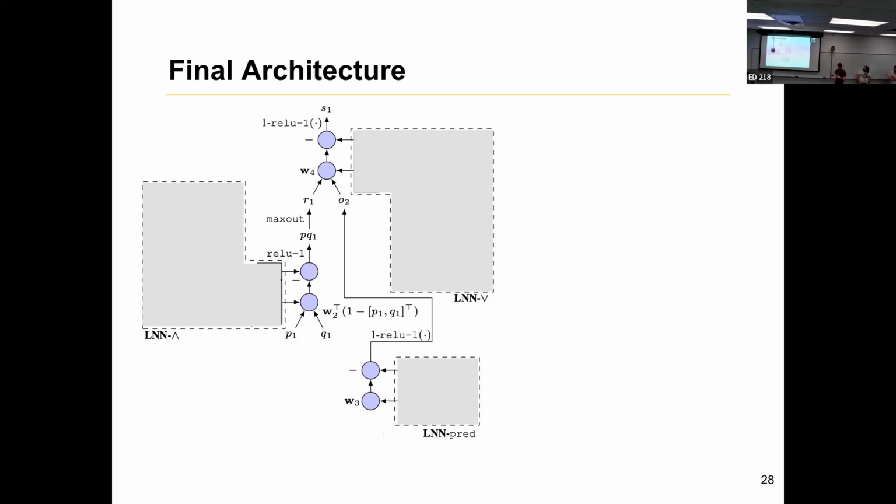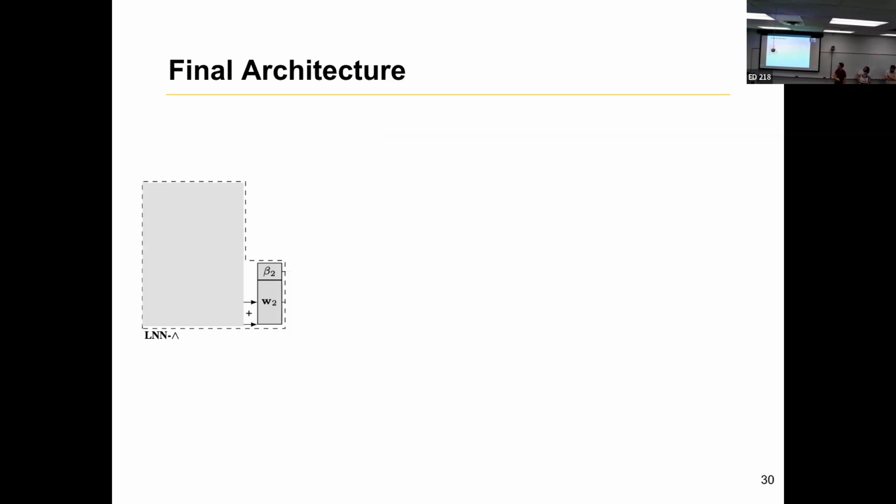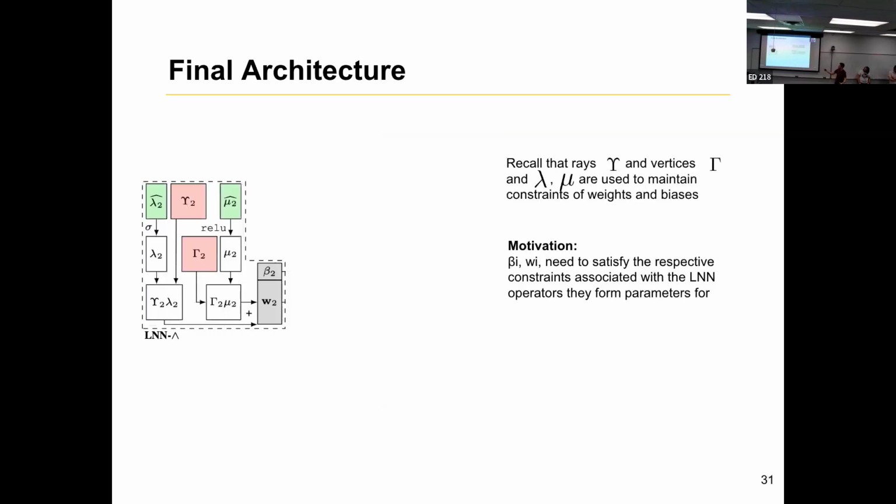We talked about weights, so where are these weights? The weights are learned in each of these cases, but besides the weights, as Lucas mentioned, we have these constraints. If we focus on a conjunction, there's a bunch of things going on. This architecture ensures that these rays and vertices and lambdas and mu's are maintained and act as constraints, so that while we're learning the weights, everything does not implode and actually works. That's the higher level.